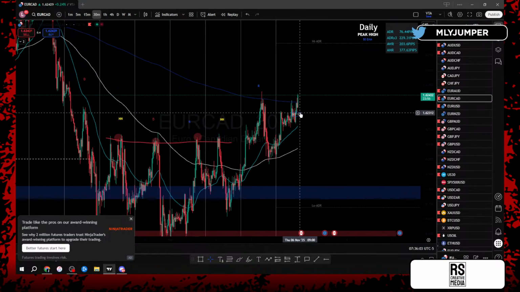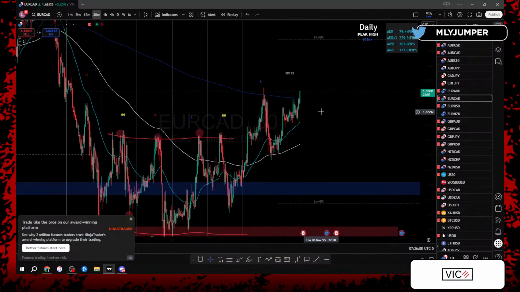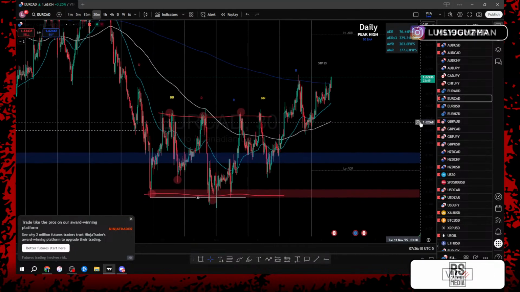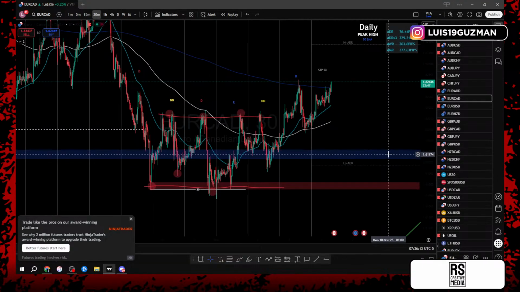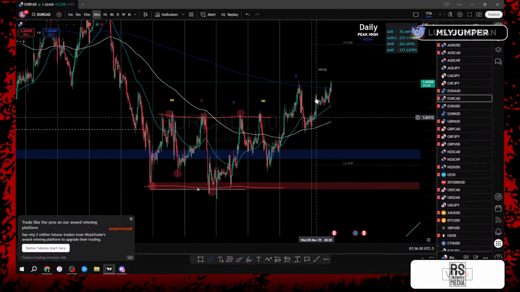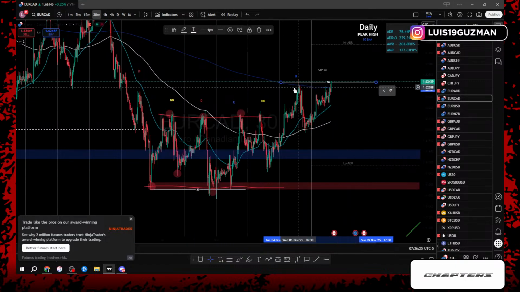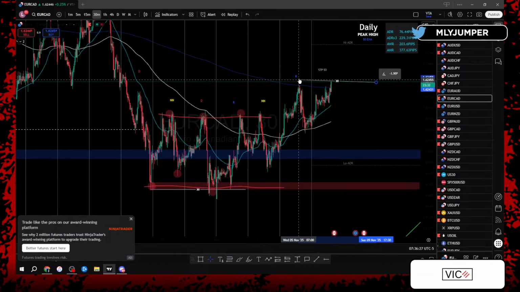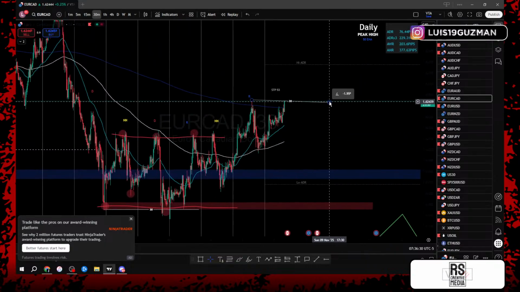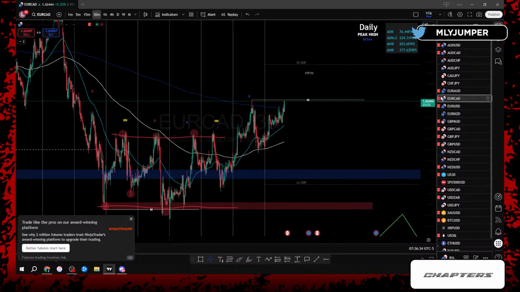Euro CAD, STP has not been hit just yet, but we're sitting at the highs, so not the best spot to look for a trade. This is where we had the change of character, higher high, higher low, and this is where we'll be looking for the break of structure. This might be a pair for the rest of the week, but not for today. So Euro CAD will turn that off.